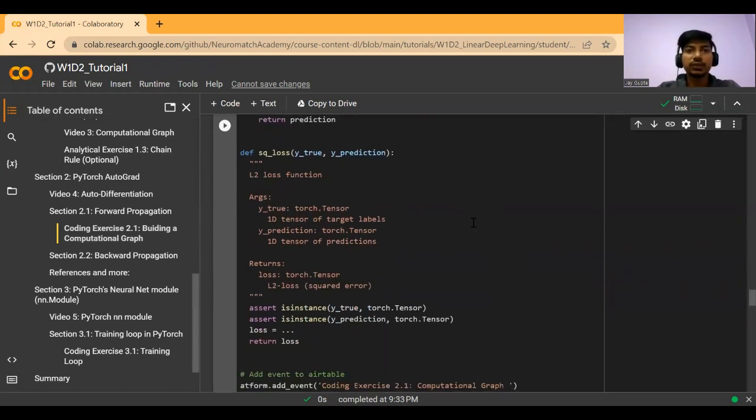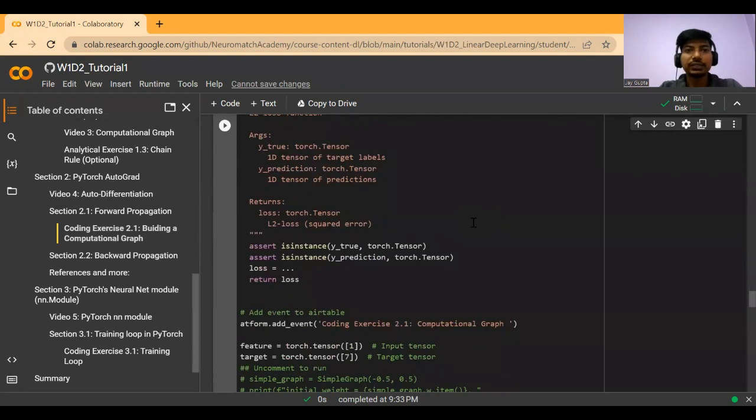The square loss method calculates the squared error loss between the predicted output and the actual target output. It takes two arguments, also called tensors, y_true and y_predictions as inputs, and returns the L2 loss. So now let's write the value for the loss. For this we can write y_true minus y_prediction, then square it.